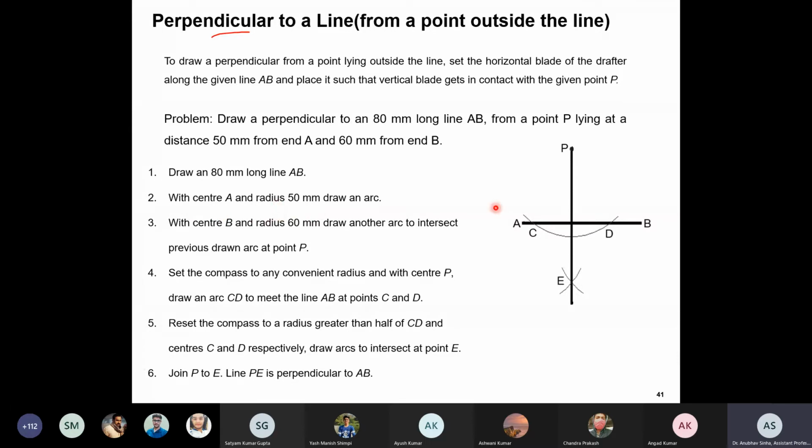First you take center A and radius 50 millimeter. It says point P is at a distance of 50 mm, so you take A and draw an arc at 50 mm. Now with center B and radius 60 mm, draw another arc to the previous arc at point P.